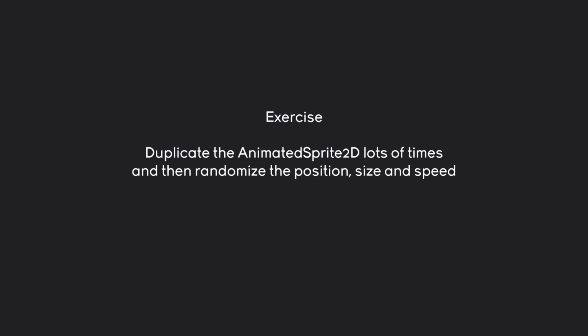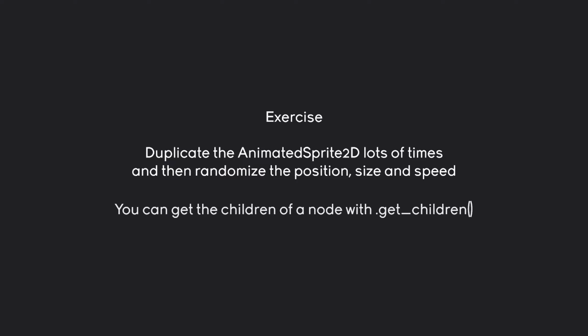I want you guys to duplicate the animated sprite 2D loads of times and then randomize the position, size, and speed. How many duplicates you are going to create is entirely up to you. Just choose whatever looks good. On top of that, as a tip, you can get the children of a node with getChildren. That should be really useful. Pause the video now and see how far you get.